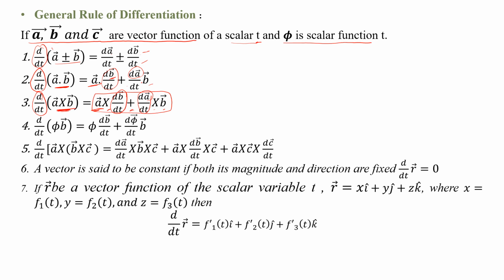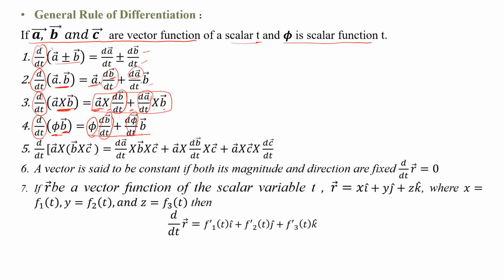Now the third one: if we have the product of a vector b and a scalar function phi, where phi is a scalar function and b is a vector function, and we want to apply the derivative, again we follow the product rule. Phi stays the same times the derivative of b, plus the derivative of the phi function times b.